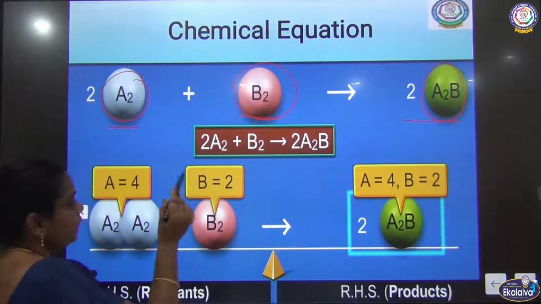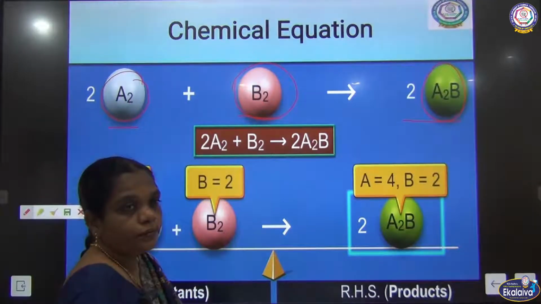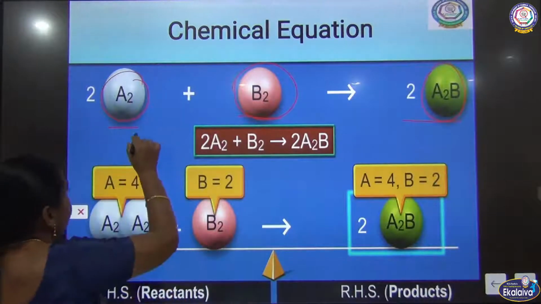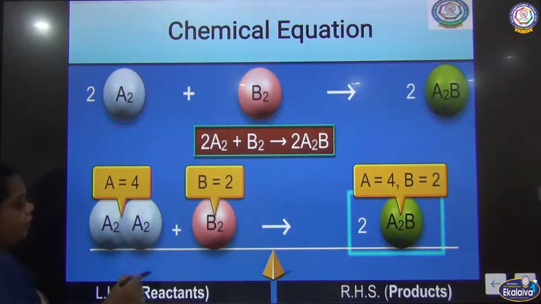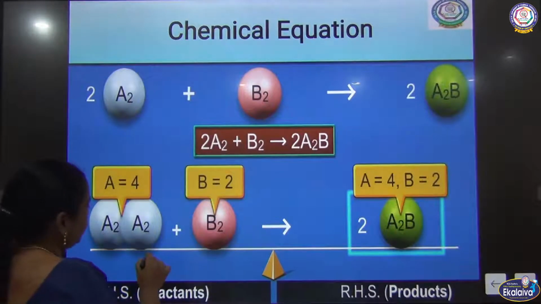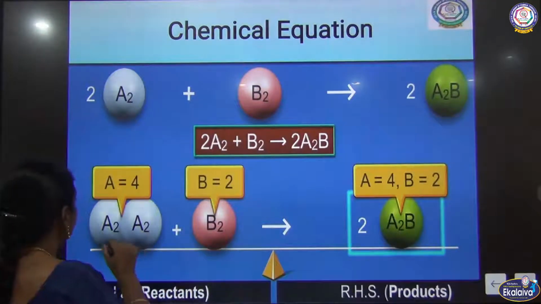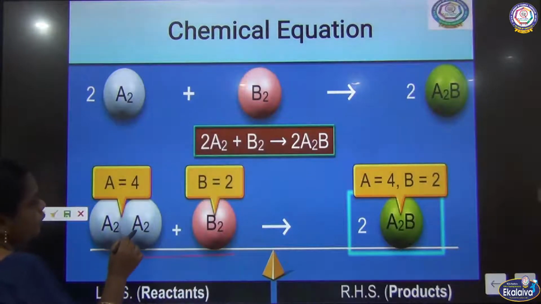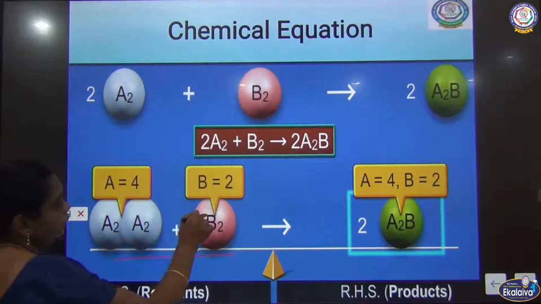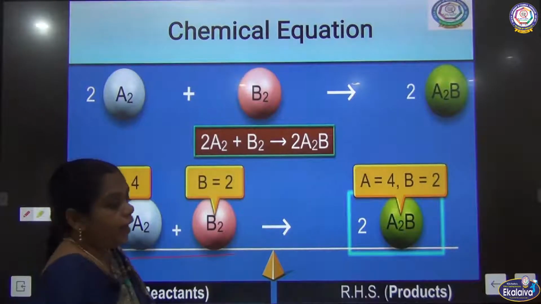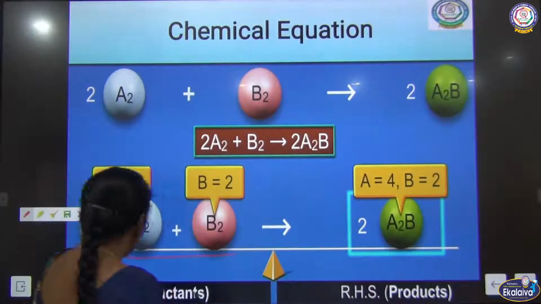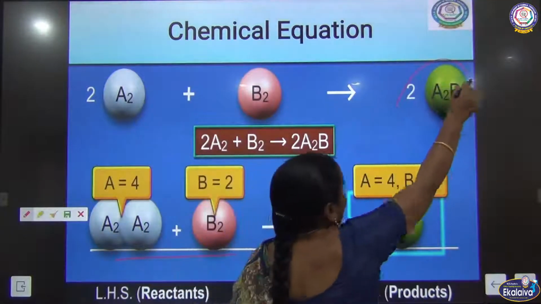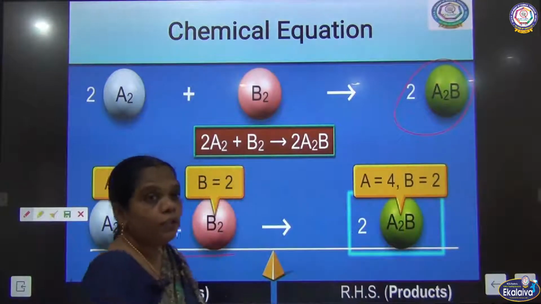So here there is the left hand side and the right hand side. The left hand side, A2 and B2, is called the reactant, and the right hand side is called what? The product.